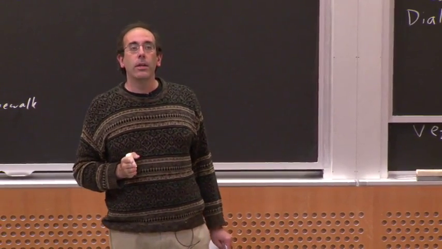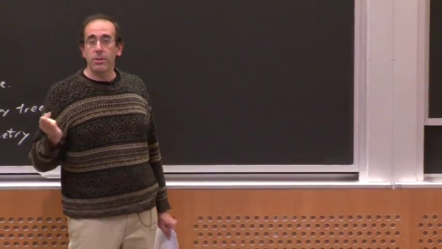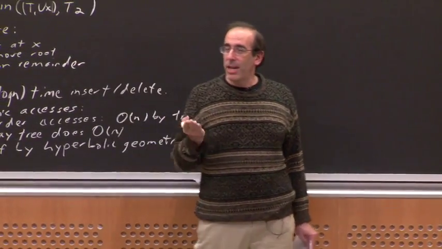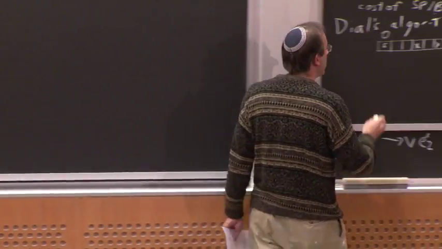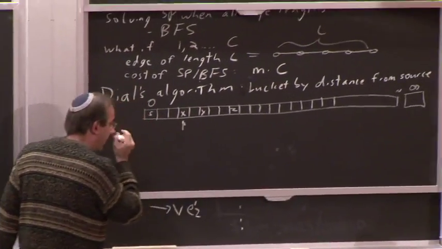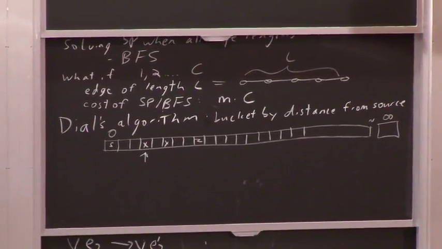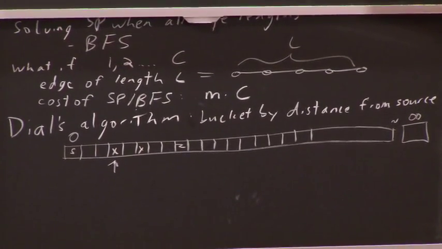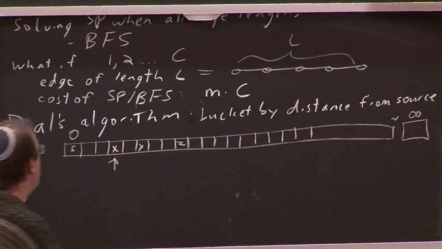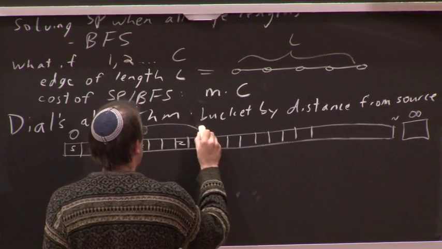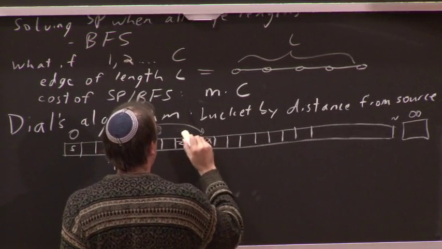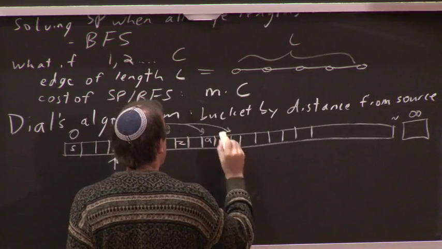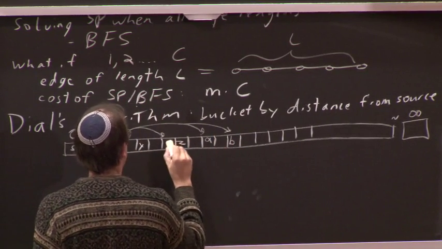Yeah? Extract min, right? The next thing to do is to find the closest vertex to the source. Okay? So that would in this case be x, right? So now we take out x and we scan x's neighbors, right? And so x's neighbors go into the buckets at various places, right?